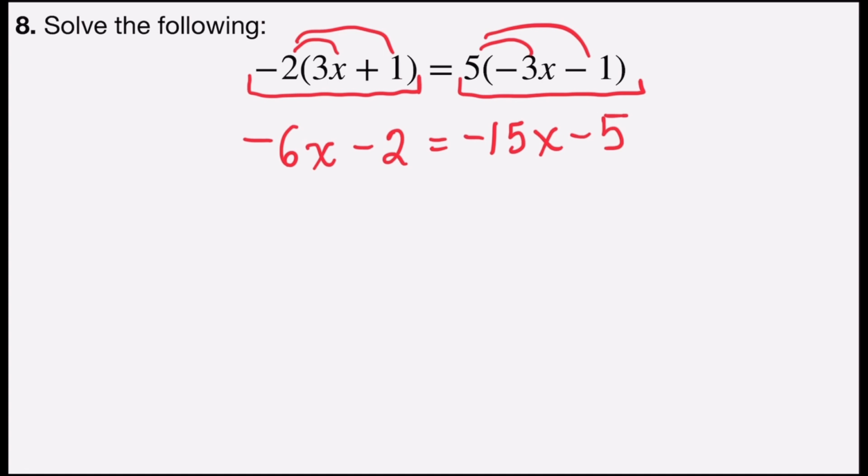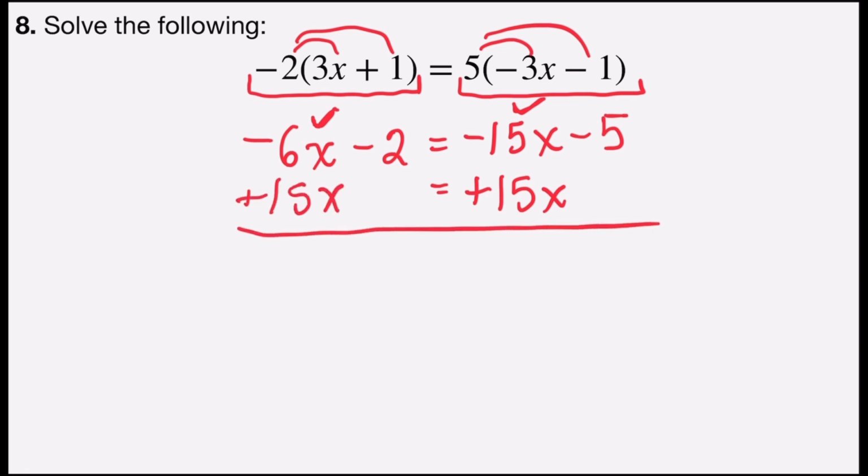Next, I have to put all of my variable terms on one side and my number terms on the other. And in this problem, I have a variable term negative 6x on one side and negative 15x on the other. I'm going to choose to add 15x to both sides in order to keep my variable term positive. I could have also added 6x to both sides, but that would have left my variable term negative, giving me more chance of error. Both are correct. I just like to reduce the amount of error.